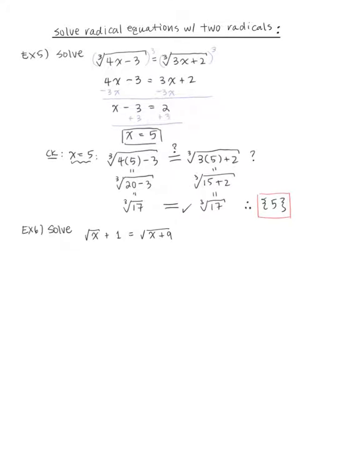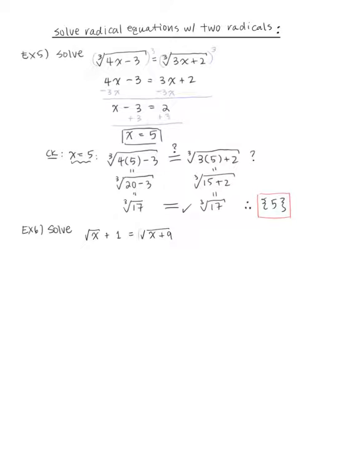Now let's try this one. Solve square root of x plus 1 equals square root of x plus 9. All right, so now we got 2 square roots going on, but we do have one radical on the right-hand side. So we're good to go. So let's just do our same business.